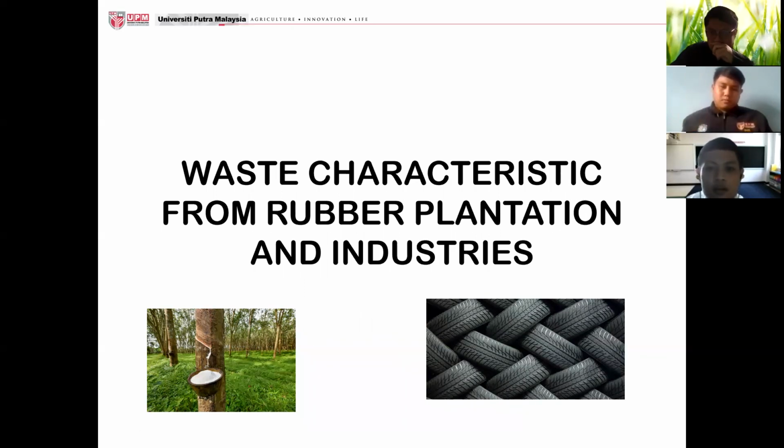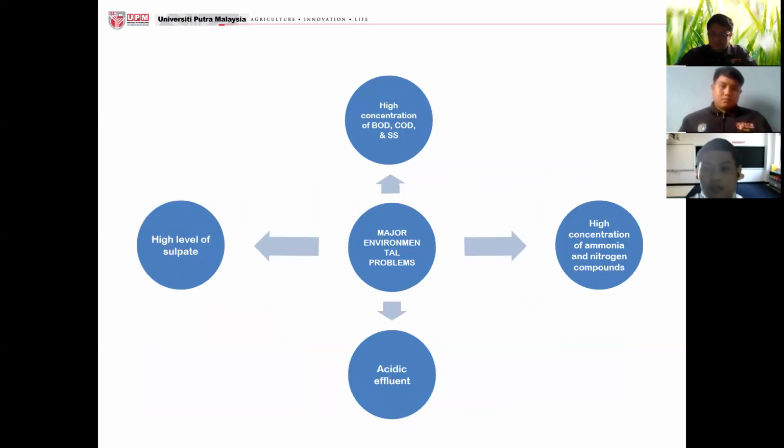So the third task is the waste characteristics from rubber plantation and industry. There are four major environmental problems. The first is high concentration of BOD, COD, and suspended solids. Next is high concentration of ammonia and nitrogen compounds, high level of sulfate, and last but not least is acidic effluent.